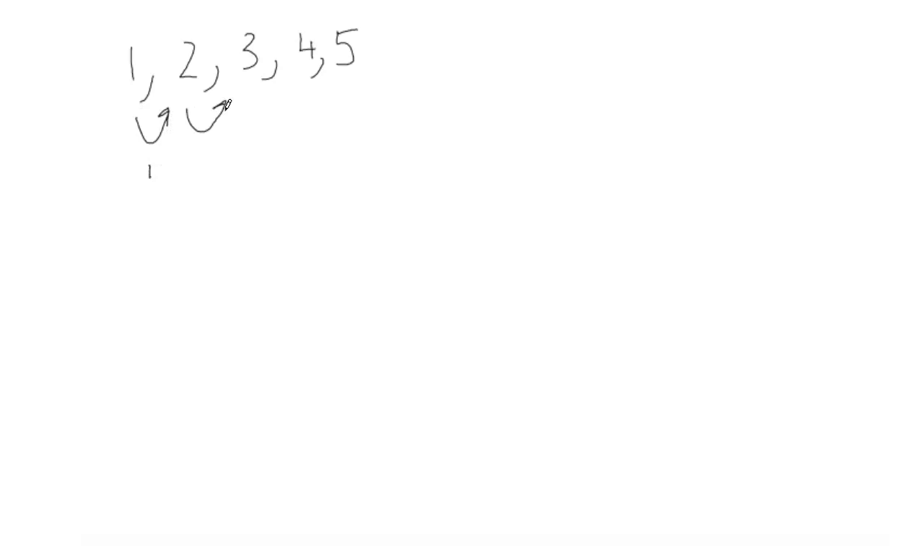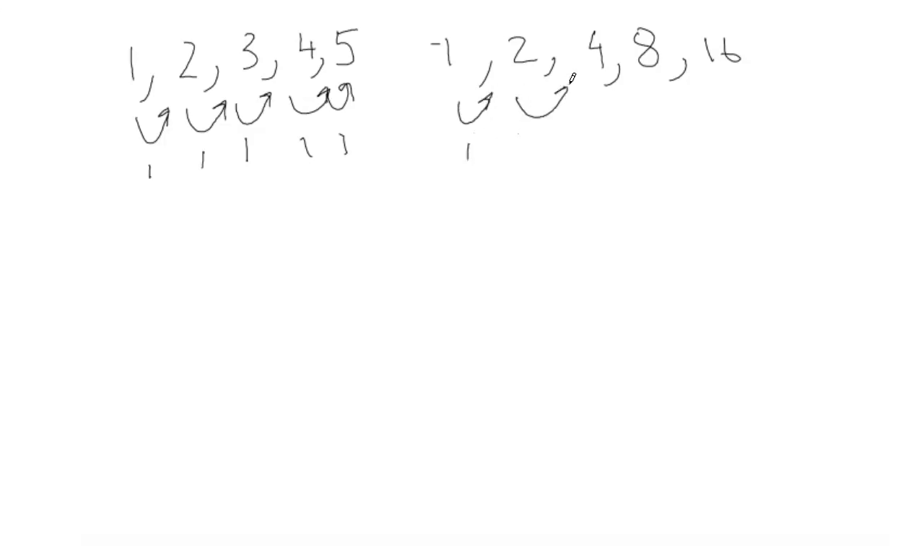1, 1, 1, and 1. That is also why the series 1, 2, 4, 8, and 16 is not an arithmetic series because the differences are not constant. This is 1, this is 2, this is 4, and this is 8. So obviously it isn't.